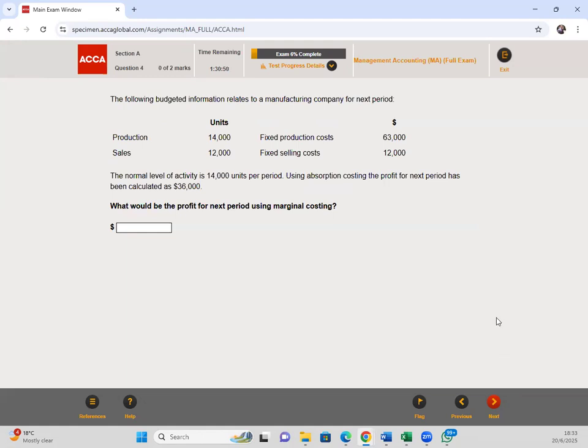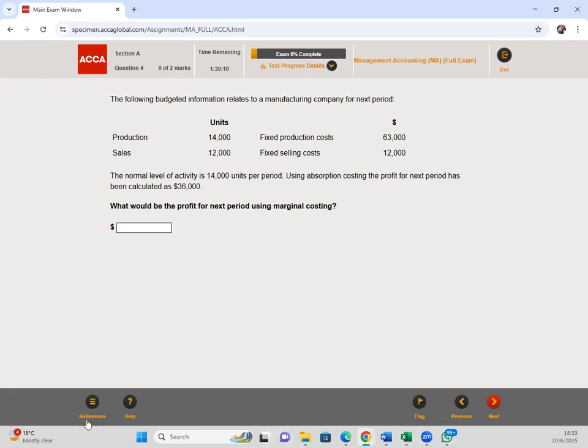Let's move on. The following budget information relates to a manufacturing company for the next period. We have 14,000 production units and 12,000 sales units. The fixed production cost is 63,000. The fixed selling cost is 12,000. The normal level of activity is 14,000 units per period. Using absorption costing, the profit for the next period has been calculated to be 36,000. What would be the profit using marginal costing?